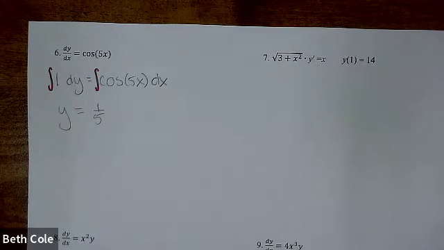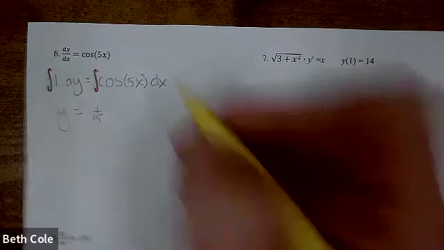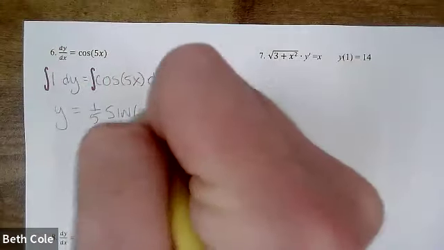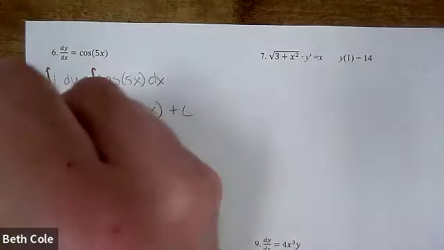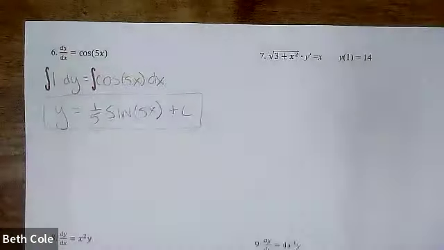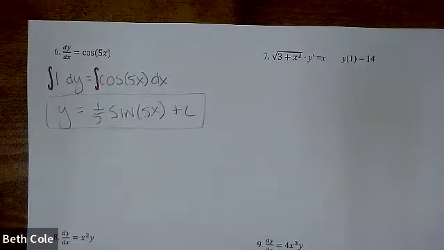Let everybody think. You need to think of a trig function that if you did the derivative, you would get cosine. Sine, good job. So sine 5x, and then at the end, plus c, good job. The derivative of sine is cosine. We did not need a negative. That's it.